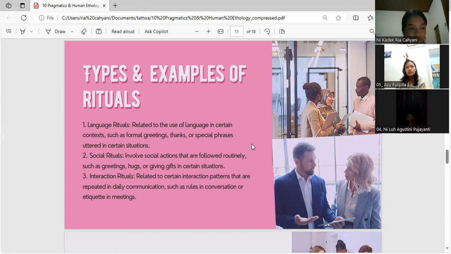And last, interaction rituals. This is related to certain interaction patterns that are repeated in daily communication, such as rules in conversation or etiquette in meetings. And for examples of rituals, the first one, greetings when meeting, the second one, birthday wishes, and the third one, funeral ceremony.